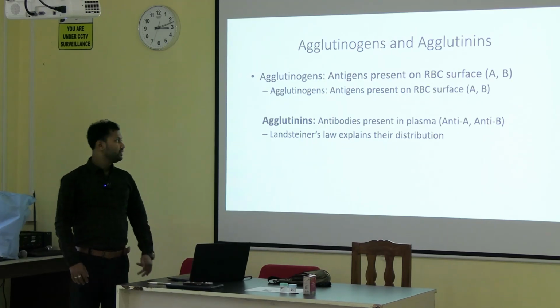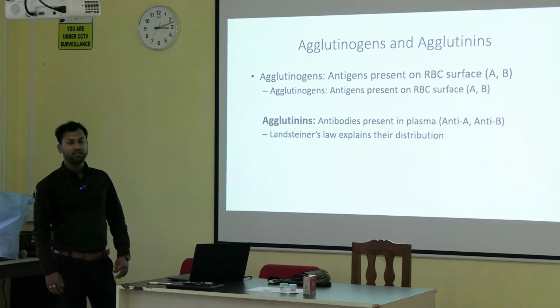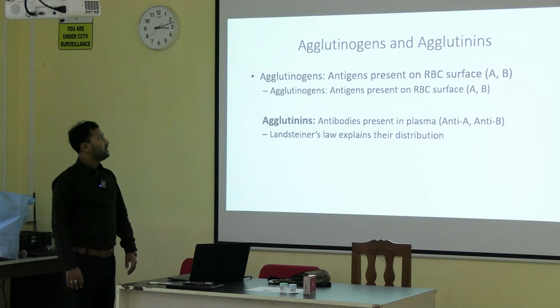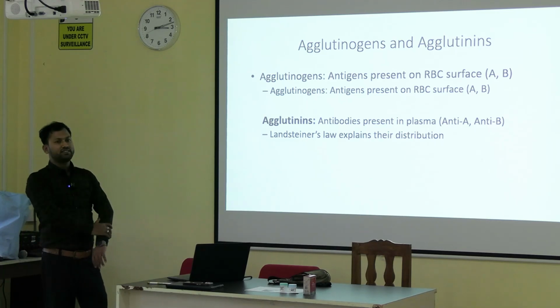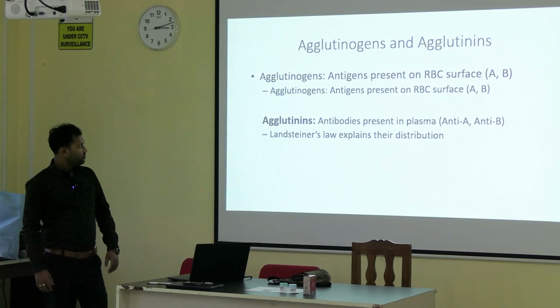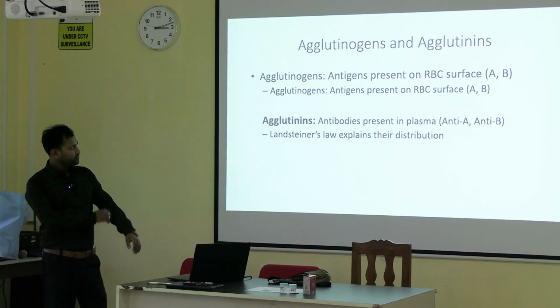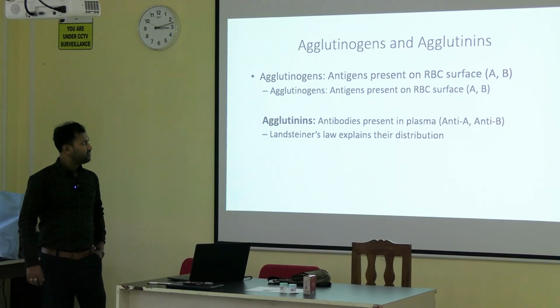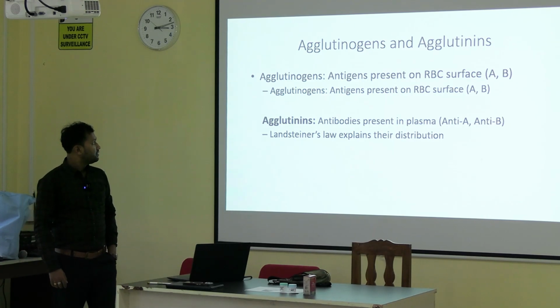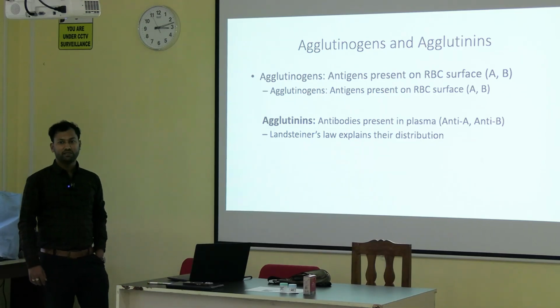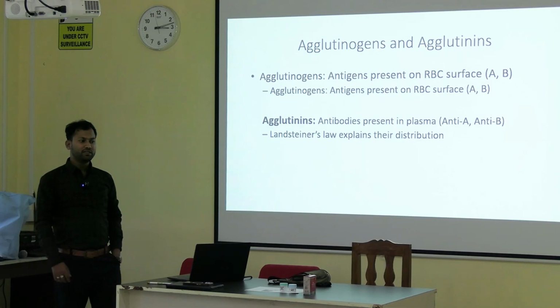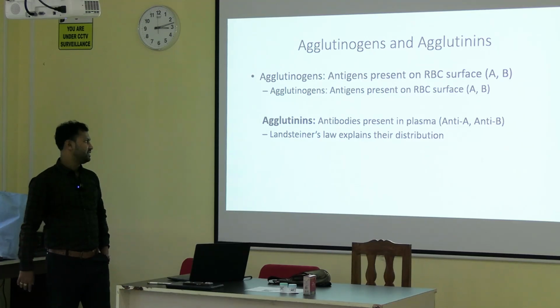So again, what is the difference between agglutinogen and agglutinins? Agglutinogens are the antigens present over the surface of RBCs, such as A and B, and agglutinins are the antibodies which are present in plasma. Usually they are present in plasma, but here we are providing them artificially.